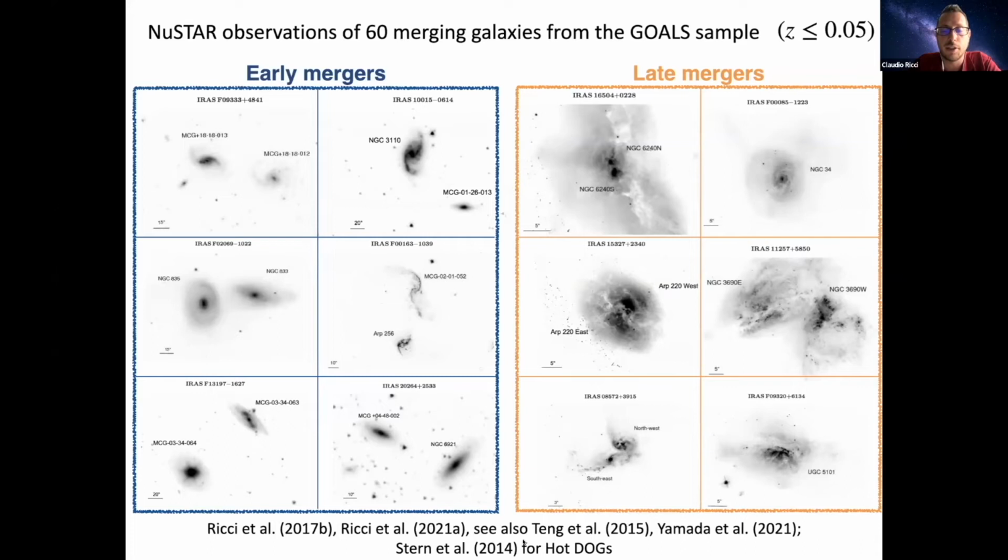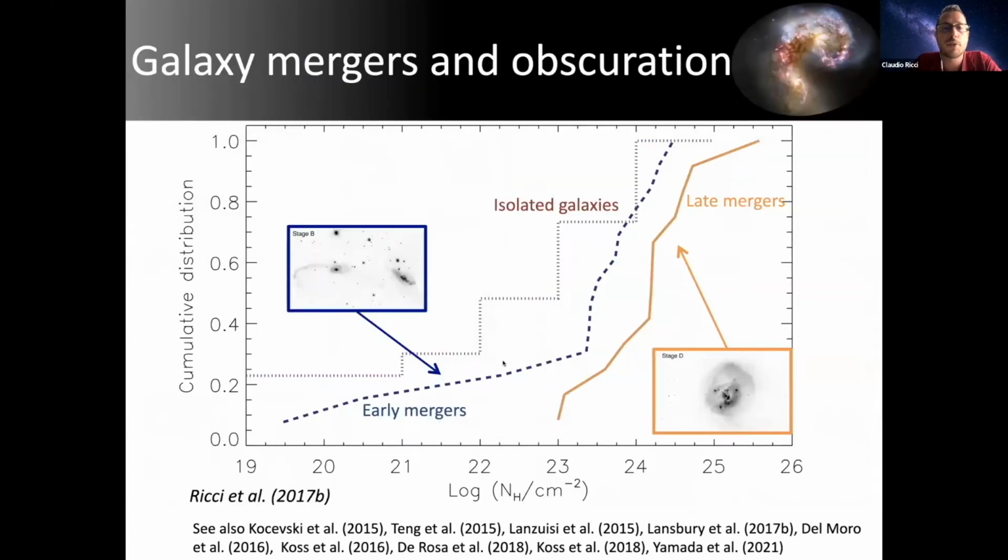Dan Stern did some really interesting work in a similar direction for hot DOGs at high redshift several years back. So what was found is that AGN in late mergers, in agreement with the theoretical expectations, tend to be much more obscured than AGN that are in isolated galaxies and in early mergers.